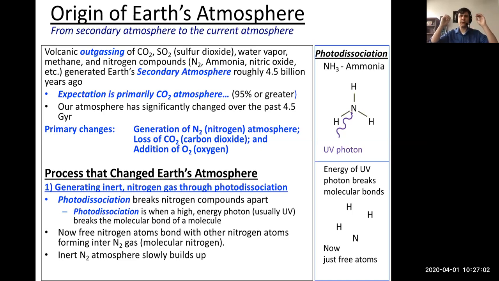So slowly, through photodissociation, we will build up more and more inert nitrogen gas, the most abundant gas in our atmosphere. So inert nitrogen gas is created through photodissociation of the nitrogen compounds in the secondary atmosphere. Okay.